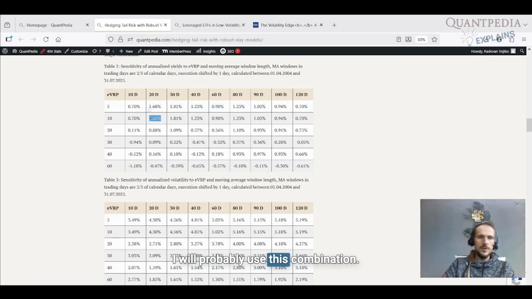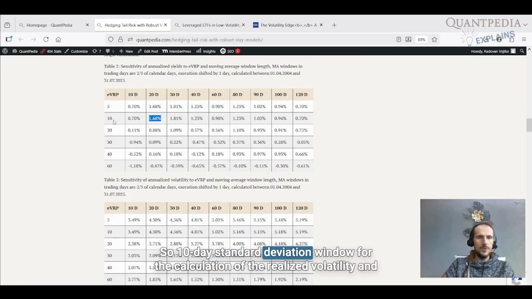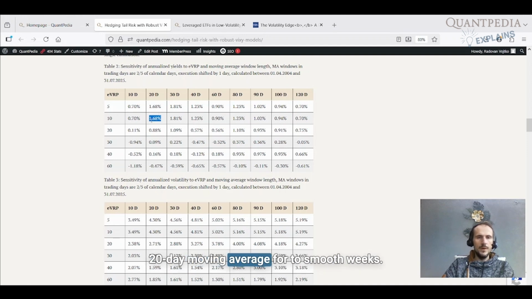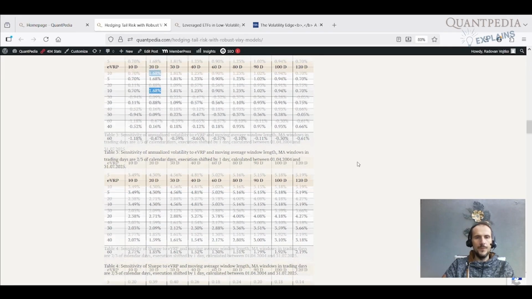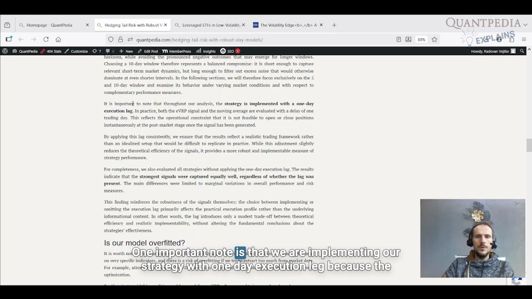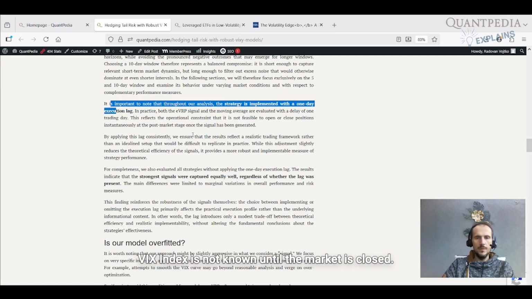I will probably use this combination: a 10-day standard deviation window for the calculation of the realized volatility and a 20-day moving average to smooth the VIX. And then I would compare those two numbers. In case the realized volatility is higher than the 20-day moving average of the VIX, I will probably start hedging. One important note is that we are implementing our strategy with a 1-day execution lag, because the VIX index is not known until the market is closed.